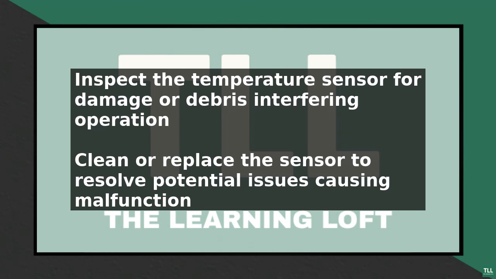If the sensor is dirty, gently clean it with a soft brush or a cloth to remove any dust or debris. If the sensor is damaged, you may need to replace it with a new one. Make sure to purchase a replacement sensor that is compatible with your GE air conditioner model.